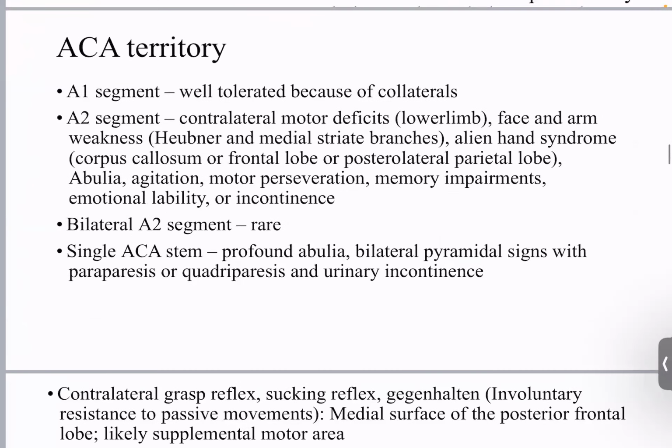On to ACA territory stroke. A1 segment, it's a short segment. Strokes of this segment are usually well tolerated because of collaterals. Involvement of the A2 segment can cause contralateral motor deficits, predominantly of the lower limb, followed by face and arm weakness. And then there can be alien hand syndrome when the corpus callosum or frontal lobe or posterolateral parietal lobe gets involved. There can be abulia, there can be agitation, motor perseveration, memory impairments, emotional lability, and incontinence. Bilateral A2 segment involvement can occur, but it is rare.